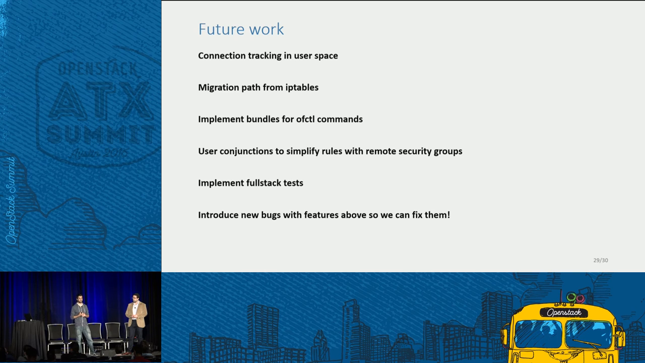Currently, we have only a few tests for the firewall, which we call functional tests, that test the firewall in isolation. So what we want to do is implement better test coverage by using full stack, which will test all the integration with the Open vSwitch agent. And we saw bugs there just because we don't have this coverage. And also my favorite, we will introduce new bugs with all this stuff that we want to do, so we can fix them and keep us busy. I will introduce that one.